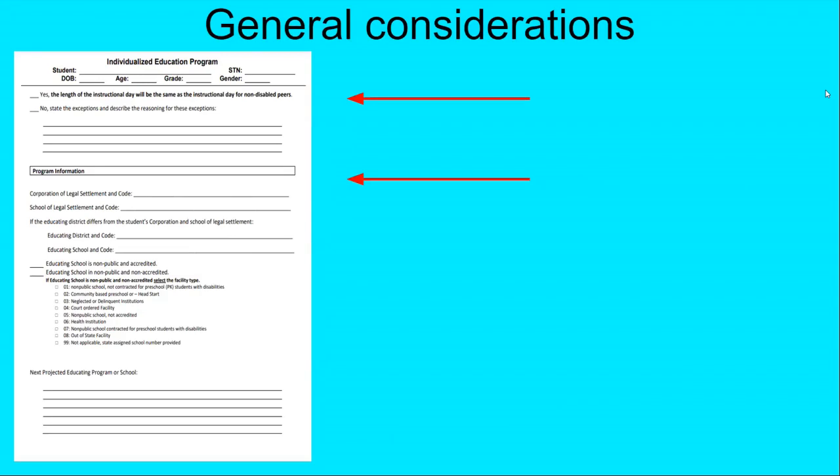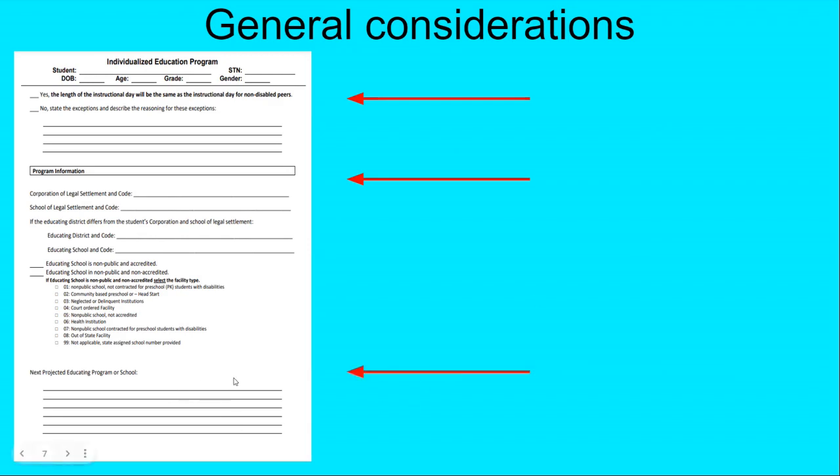And then, of course, the next section is the program information. This is primarily just talking about the school corporation, okay, and the school itself. And each school corporation has a code. And so this is what the office, the teachers and the teacher of record would do. They would put this information in here.